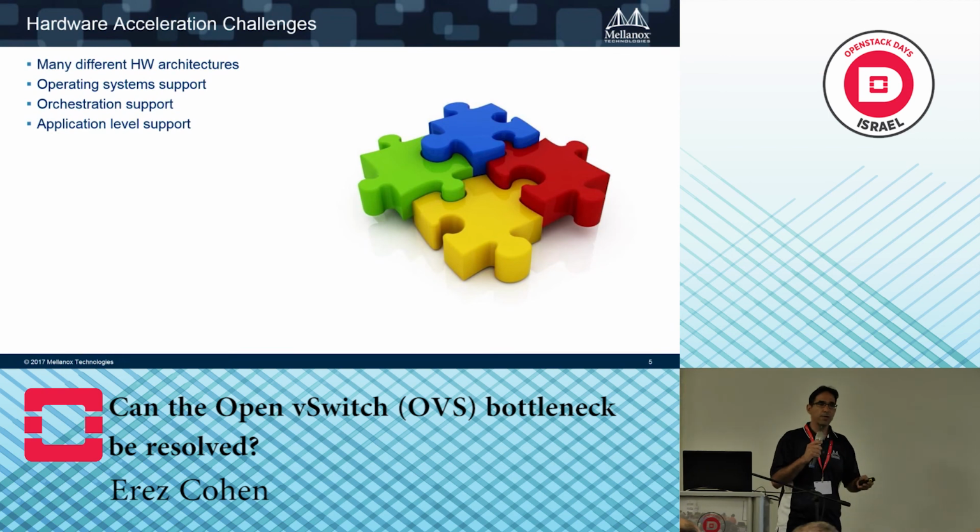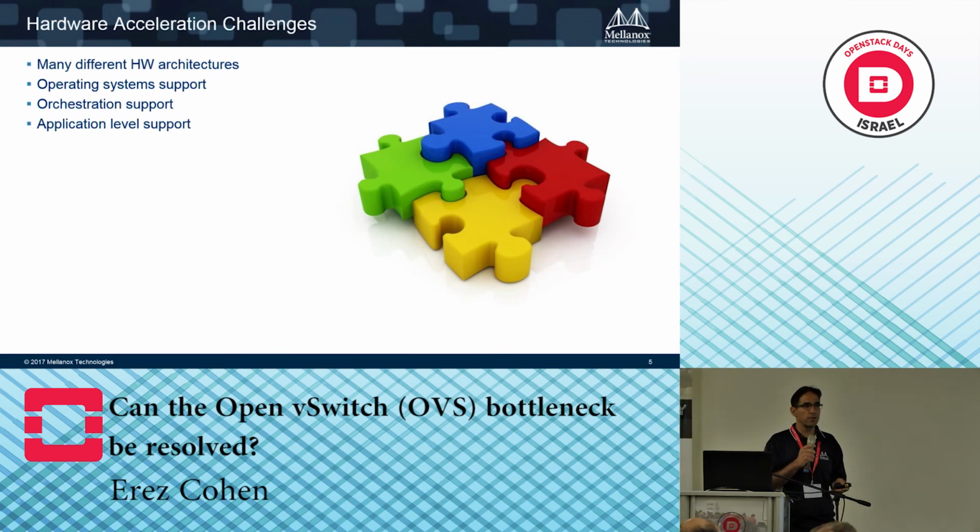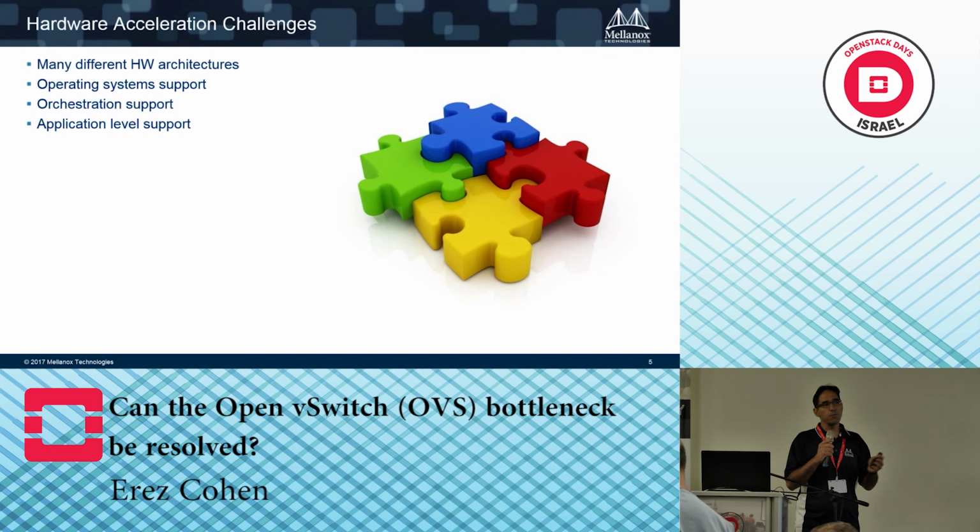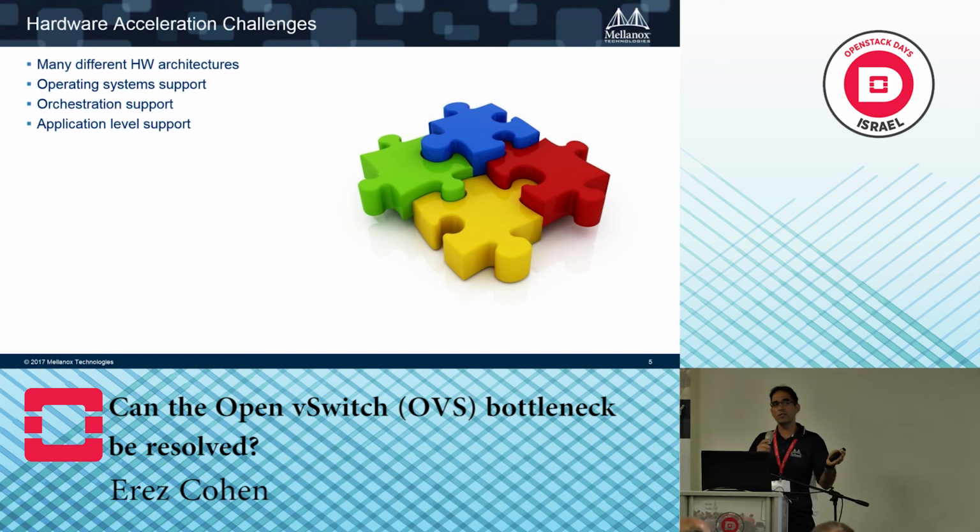When we look at how we do hardware acceleration, there are multiple ways to do that, but in any case, you're touching a lot of elements. You need to look at the different hardware architectures that vendors like Mellanox and others in the industry have. There is different operating system support that needs to happen, orchestration for the cloud, and the application level itself may need to support that.